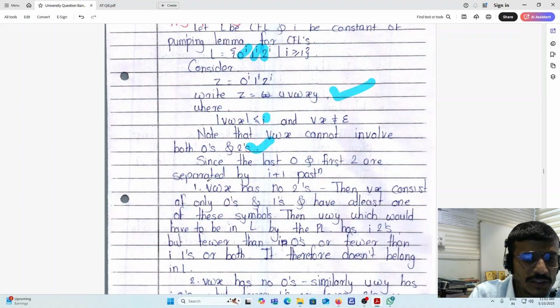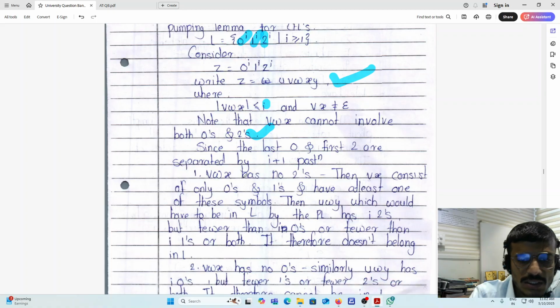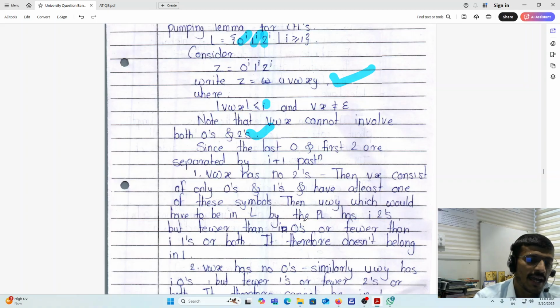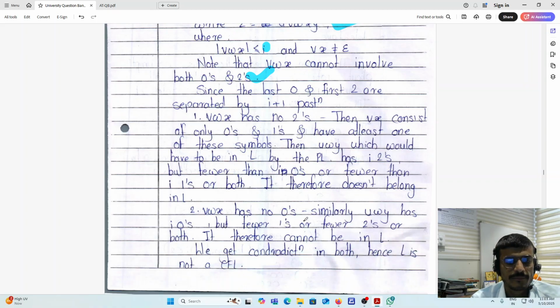Since the last 0 and first 2 are separated by i plus 1 positions, vwx has no 2's. The vx consists of 0's and 1's having at least one of these symbols. Then uwy, which would have to be in L by the pumping lemma, has 2's but fewer than i 0's or fewer than i 1's or both. It therefore doesn't belong to L.